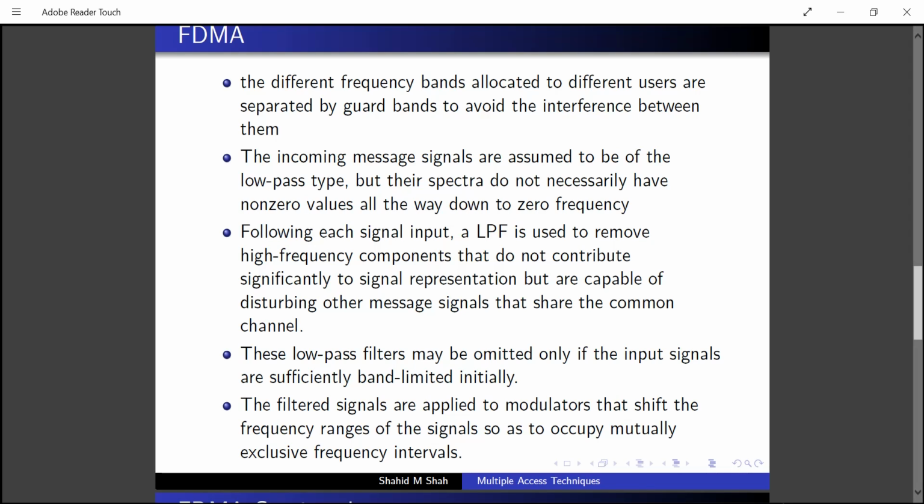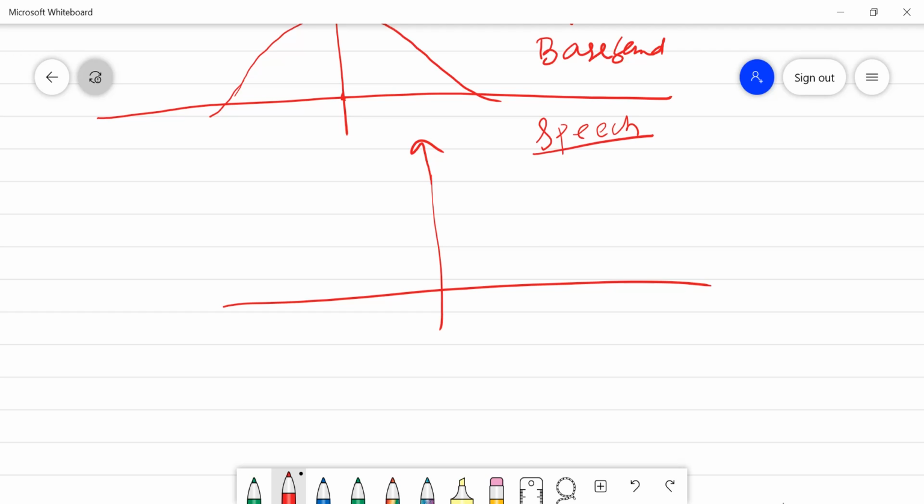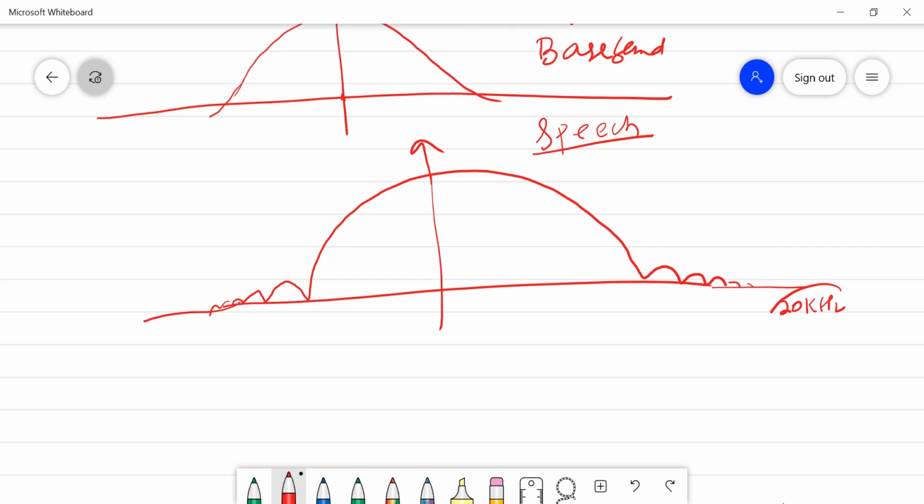Now, following each signal, a low pass filter is used to remove high frequency components that do not contribute significantly to signal representation but are capable of disturbing other messages that share the common channel. This is very common in speech. Suppose you see a particular speech spectrum, you may see something like this. These small lobes can go up to 20 kilohertz, as all of you know, which is the maximum audible frequency. But the significant part will be almost within 4 kilohertz.